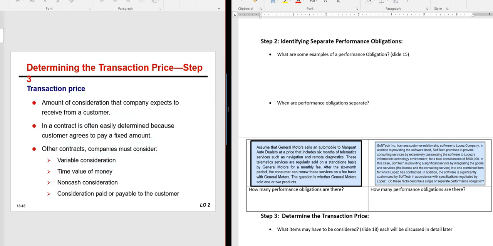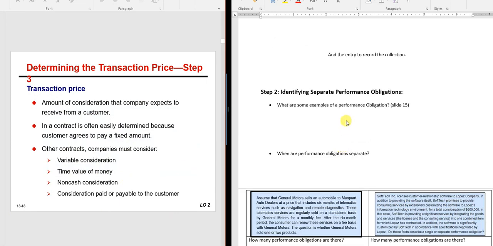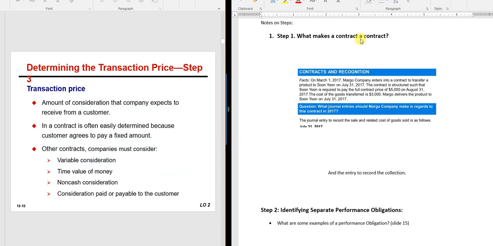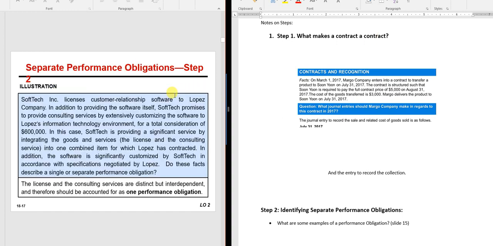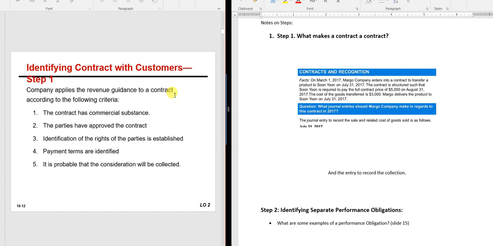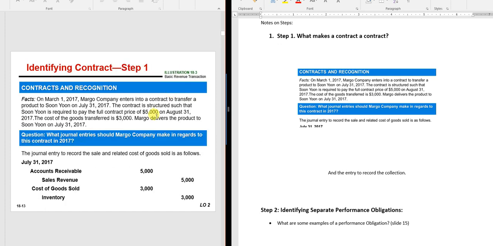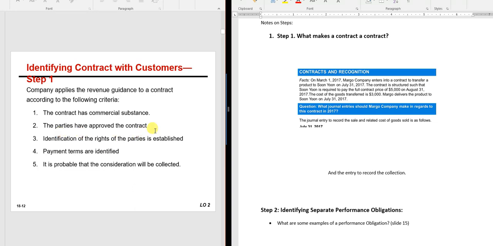Next one. So we're in step 3. So what makes a contract? A contract that you agree to those things. You have some consideration. It does have commercial substance. The parties approved it. Identification, payment is defined, and we can collect it.